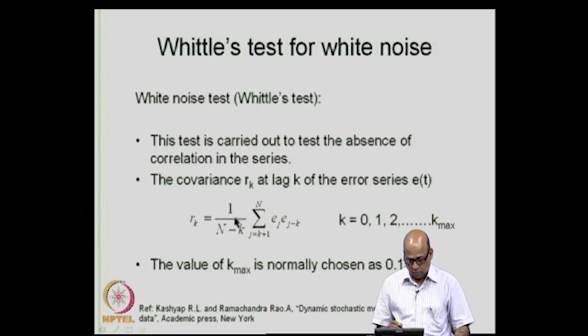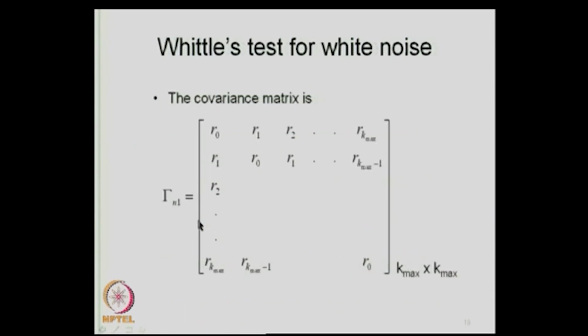This is simply R_k is equal to 1 by n minus k, times the sum over j from k plus 1 to n, of e_j into e_(j minus k), where k goes from 0 to k max. K max can typically be 0.15 n here. Then once you know the covariance, that is R_k is given, you formulate the covariance matrix. The covariance matrix will be of the size k max by k max. It is symmetrical, R_0, R_1, R_2, etcetera up to R_k max. Like this you formulate it, and we denote this covariance matrix by tau n1.